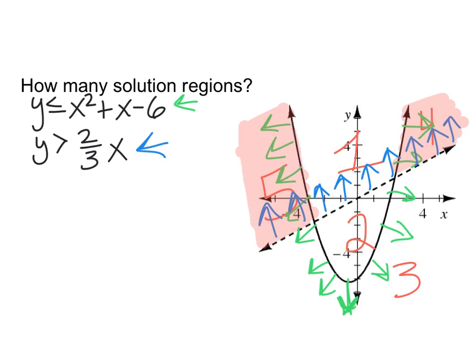So in this case, there are 2 solution regions, both 5 and 4. Now I want you to do one more thing with this. I want you to try and figure out how could you change these equations so that number 3 was the solution region for both. How would you change those inequalities?